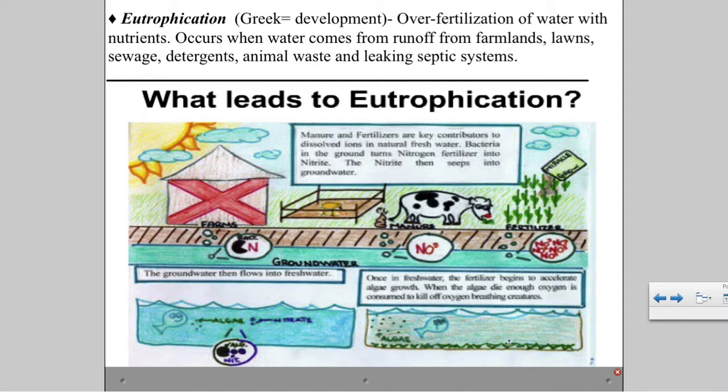And once the freshwater fertilizer begins to accelerate, algae starts to grow. When the algae die, enough oxygen is consumed to kill off oxygen-breathing creatures because the algae is pulling that in. So eutrophication is not a good thing. So again, too much of anything is not good.